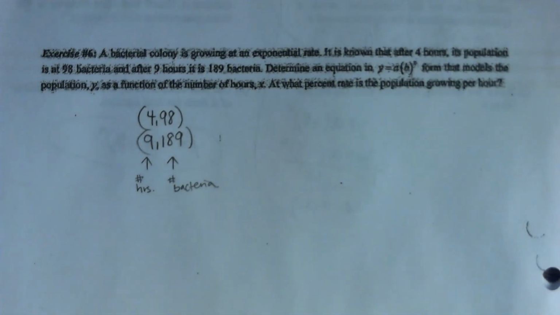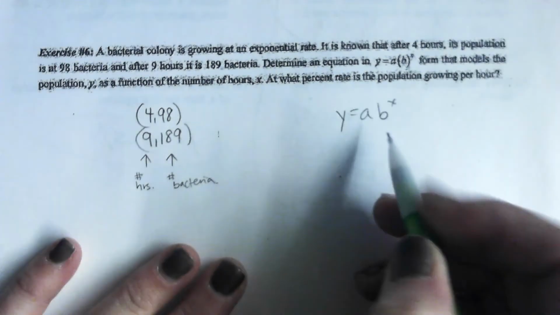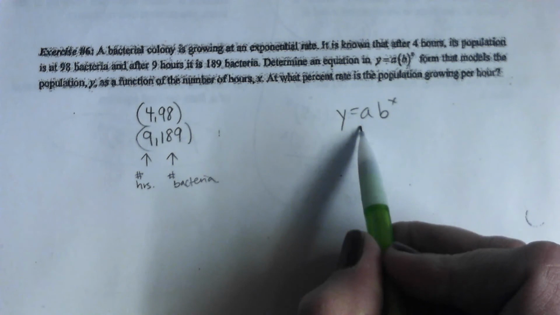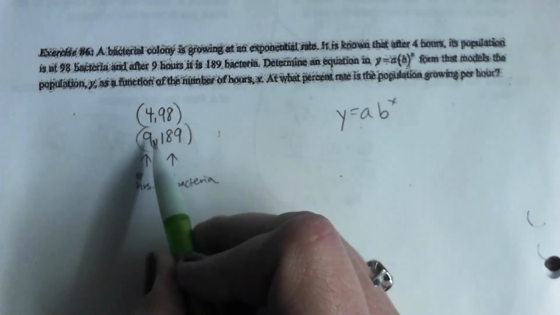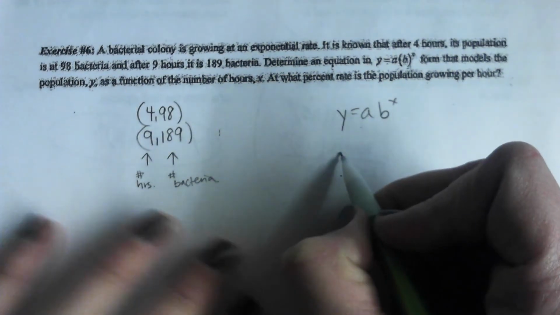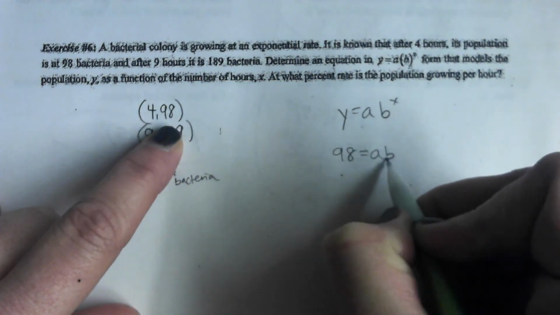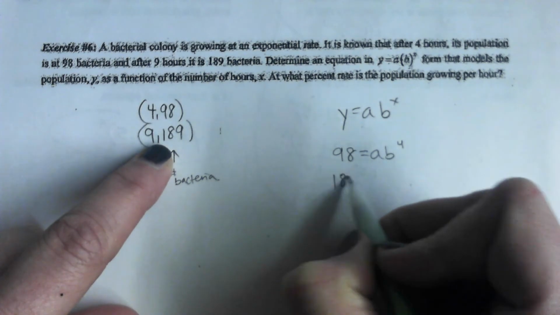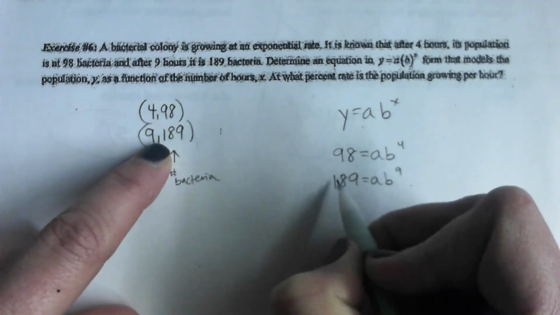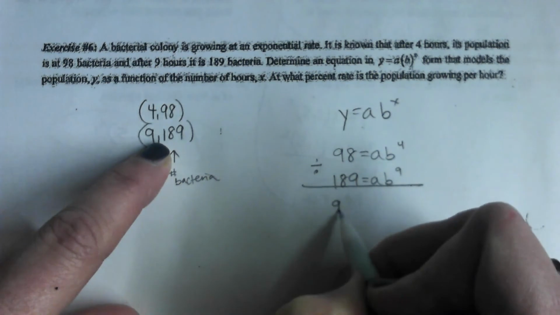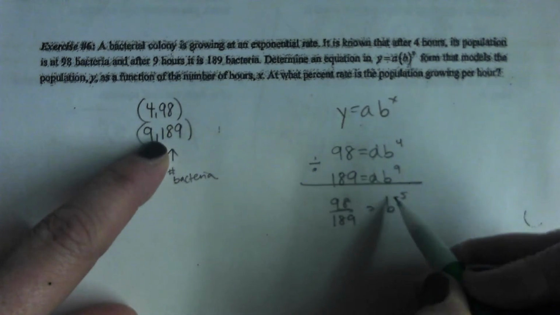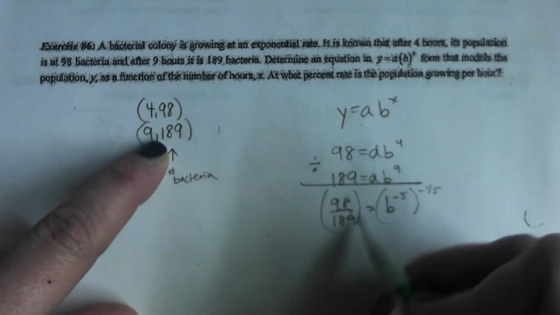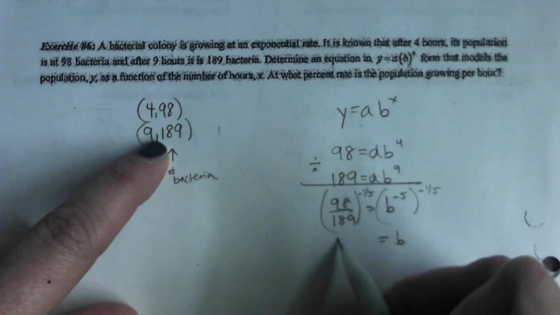Okay, so I'm going to fly through this. So here's y equals a times b to the x. Sometimes I will already know the y-intercept, and that's kind of a big advantage, right? If you already know the y-intercept, you're good, but I don't have an x-coordinate of 0, unfortunately. So I'm going to plug in x and y for the first one, plug in x and y for the second one. I'm going to do my division. So I get 98 over 189. My a's cancel, and I get b to the negative fifth, raised to the reciprocal. And I get b equals 1.14.